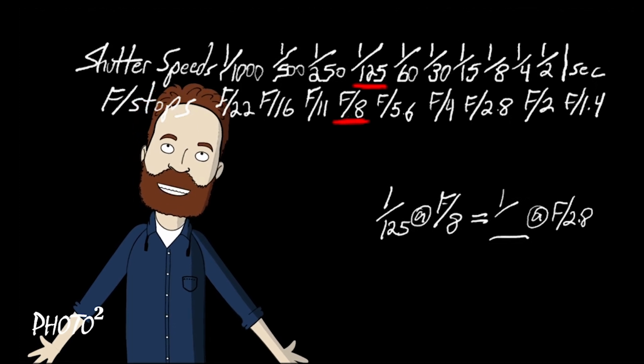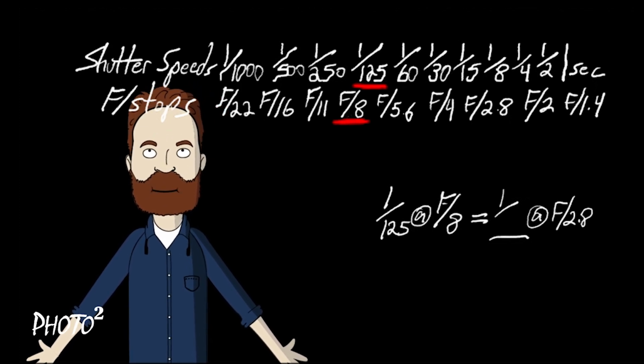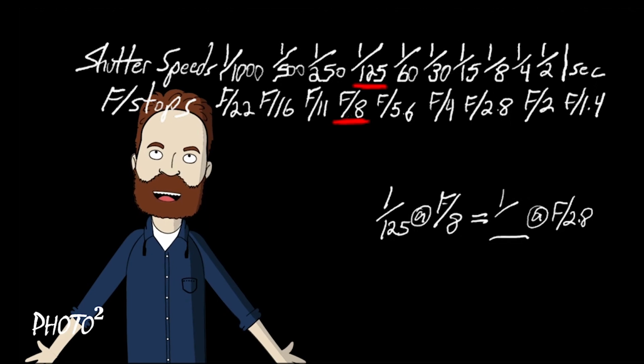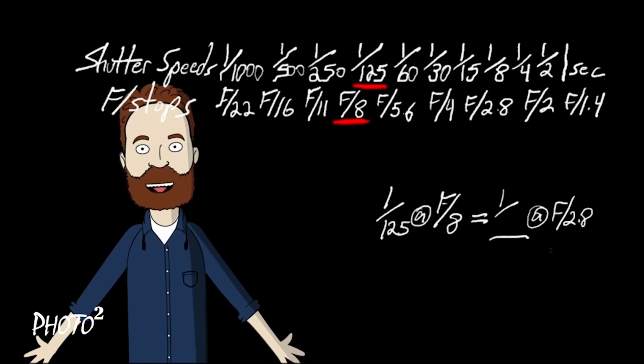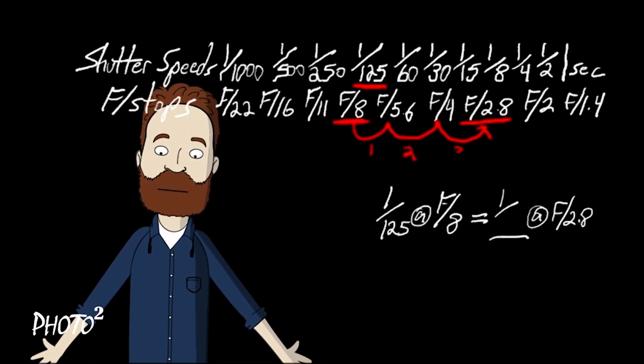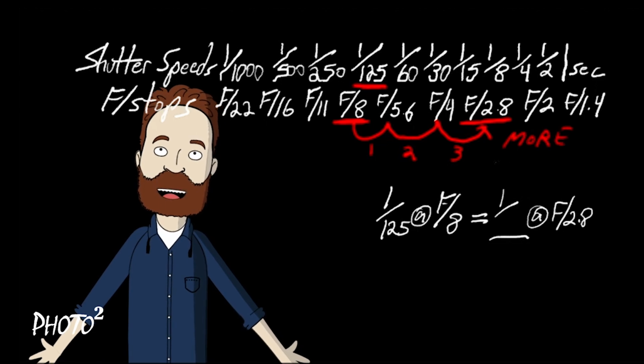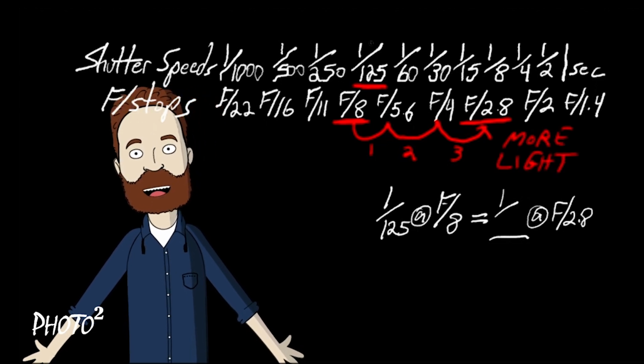How many stops is that? Remember, you count the bumps. You count each movement as one full stop. So 1, 2, 3 towards how many? Towards more light, right? Plus 3 stops more light. So we need 3 stops less light.